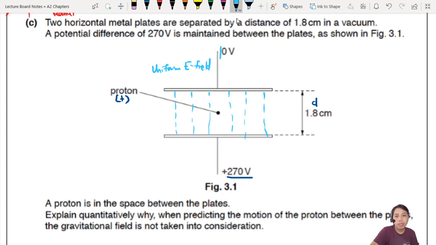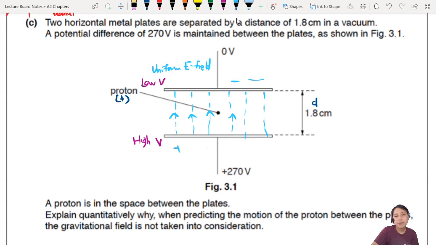The top one is what? 0 volts. Bottom one is what? 270 volts. So that means here is a high potential. Potential, I'm just going to shortcut and say V. V is potential, and this is a low potential. So that means all the electric field lines will point from high to low potential. So like this. It's kind of like saying there's a positive charge here pointing to a negative charge.